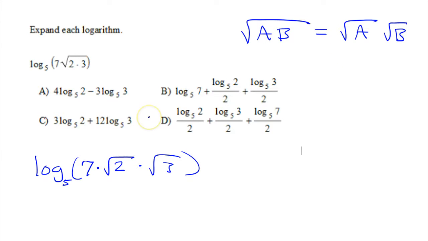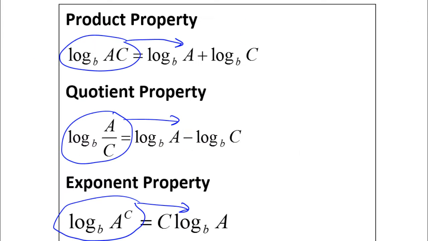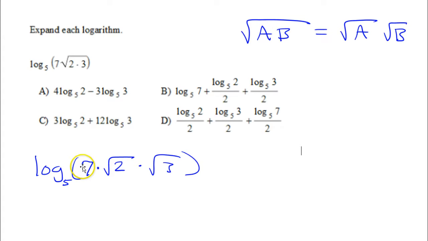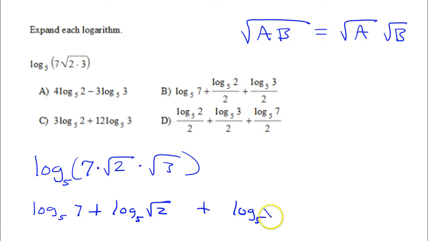Which thing do I want to do next? Maybe now would be a good time to do the product property. Let's take a look at that again. The product property says if you have the log of things that are multiplied, it expands as more than one log with addition. So that works with 3 things as well as 2. So I could write this as 3 separate logs with addition. So this would be log base 5 of 7 plus log base 5 of square root of 2 plus log base 5 of radical 3.